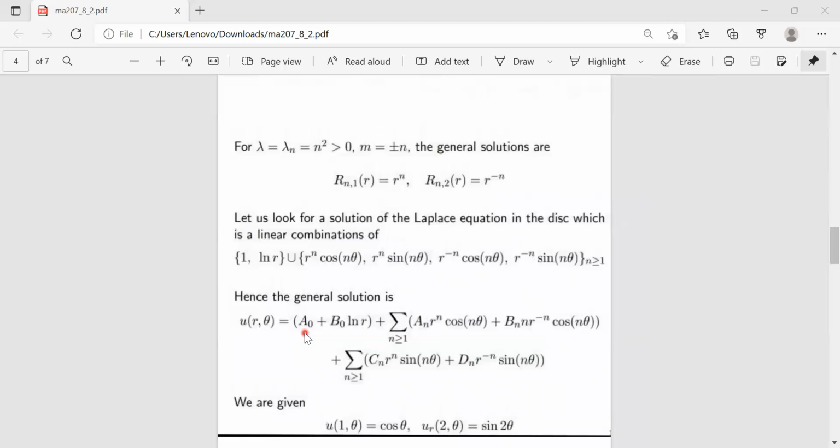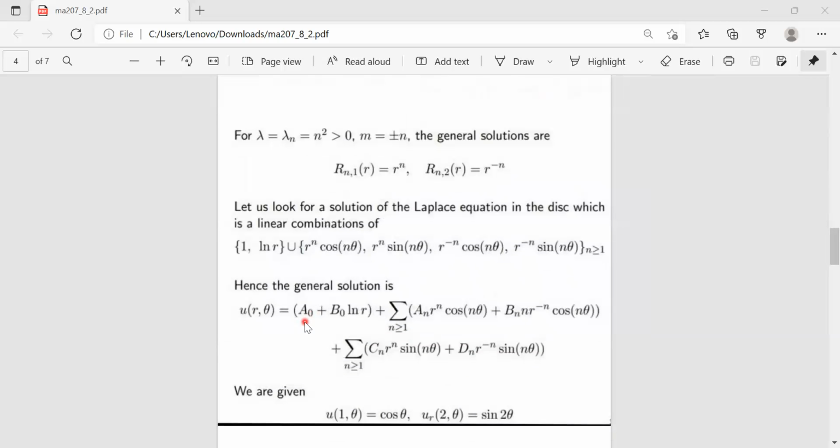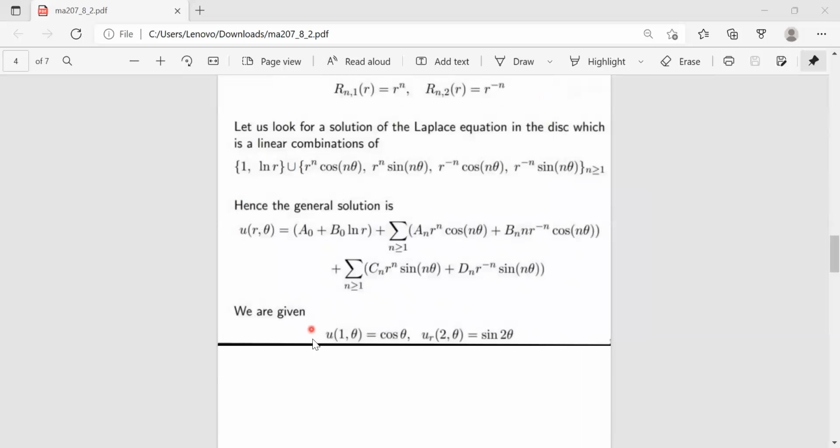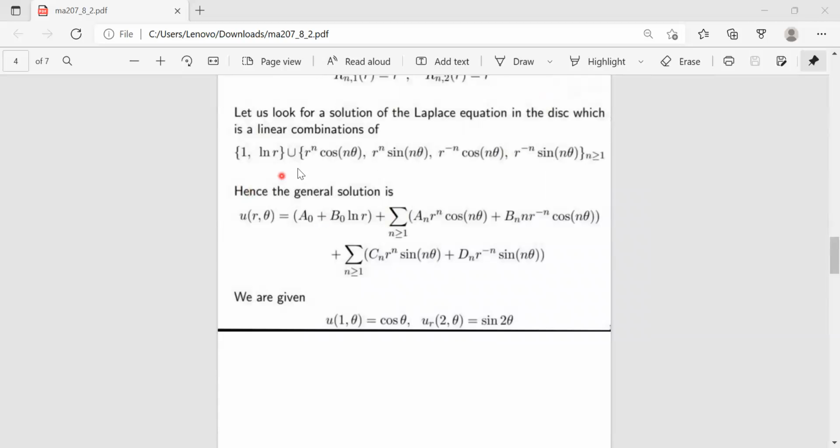Next, let's see the case where it can be infinite, and there are two boundary conditions given. One at r equal to 1, where we get cos theta, and the other at r equal to 2, where it is sin 2 theta. From these terms, let's take all terms. We will get this general solution.